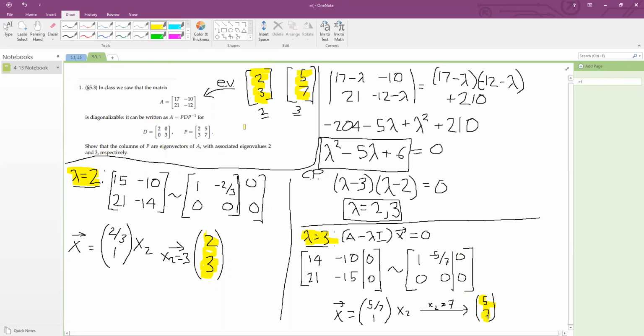So there you have it. We've shown that this matrix A has eigenvalues 2 and 3 corresponding to eigenvectors 2, 3, and 5, 7, which make up the columns of P.